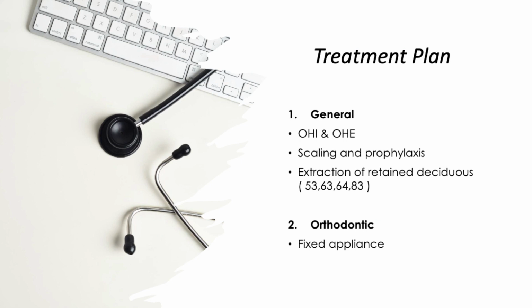So this is her treatment plan. It's divided into general and orthodontic purposes. General: oral hygiene instruction and education, scaling and prophylaxis, extraction of the retained deciduous teeth 5|3, 6|3, 6|4, 8|3. So for orthodontic purposes, a fixed appliance can be constructed for her.